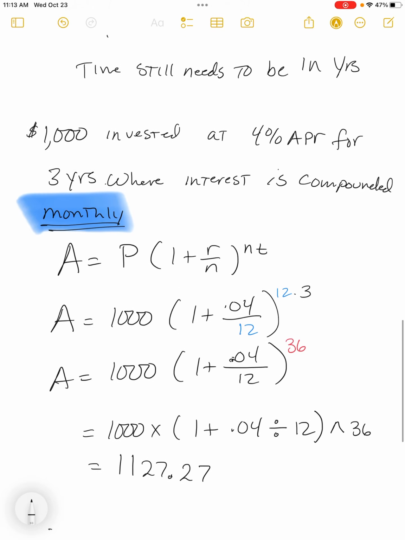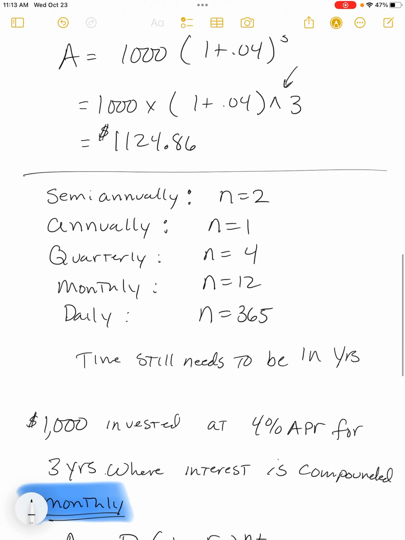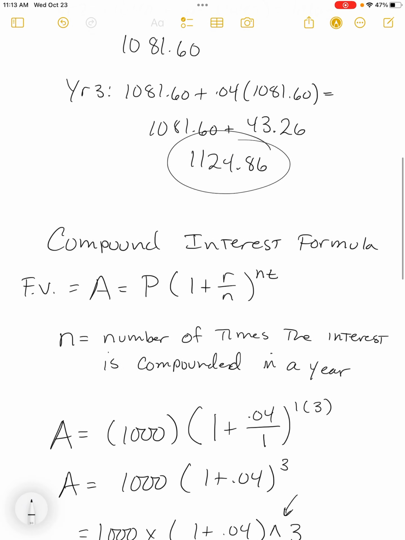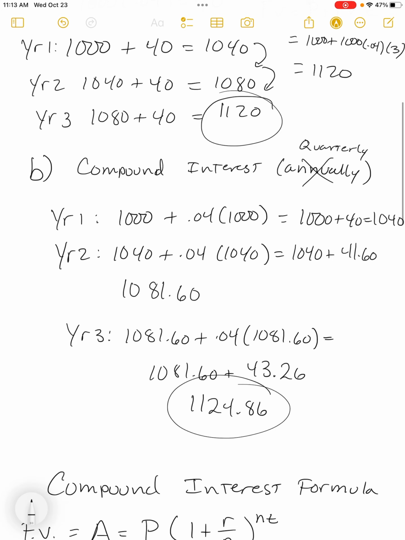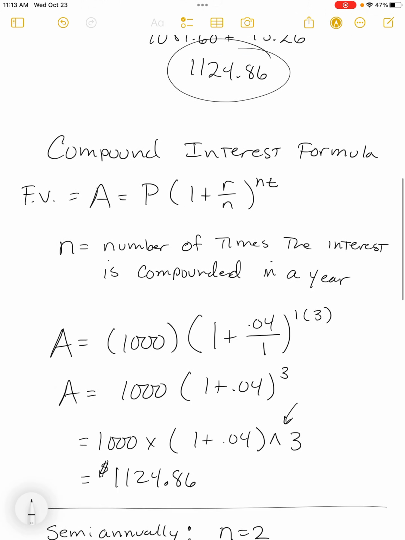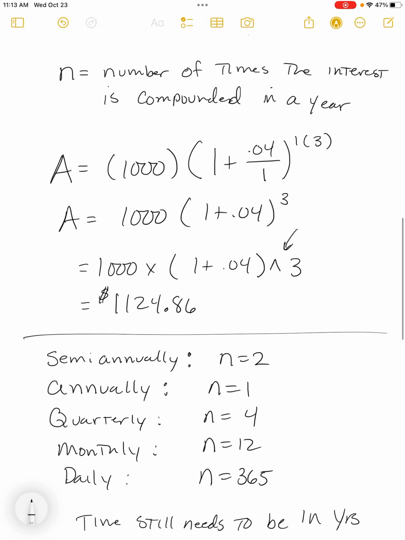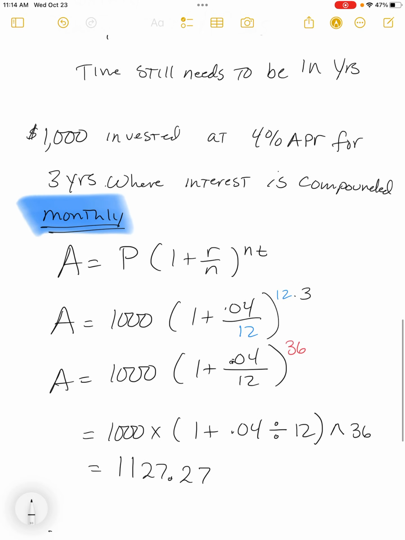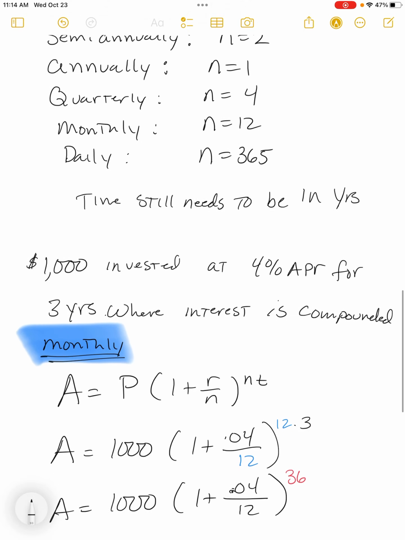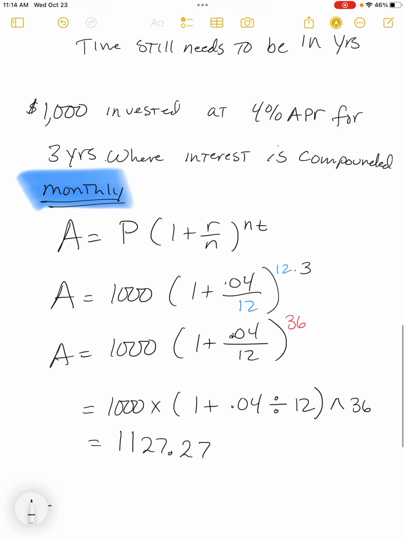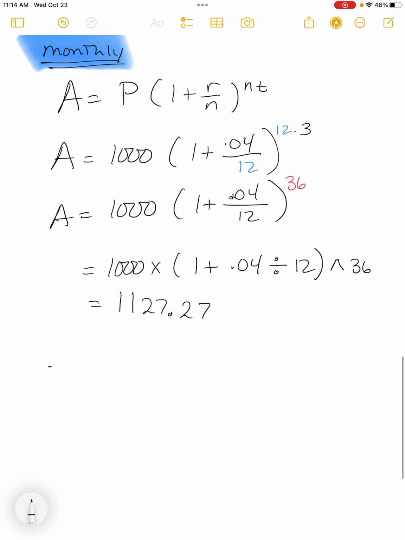So look how much more money I got. Not drastically more. Simple interest was $1,120. Compounding it annually gave us an extra $4.86 for $1,124.86. And compounding it monthly increased that by about $3 to $1,127.27. So pretty cool. That's how it works.